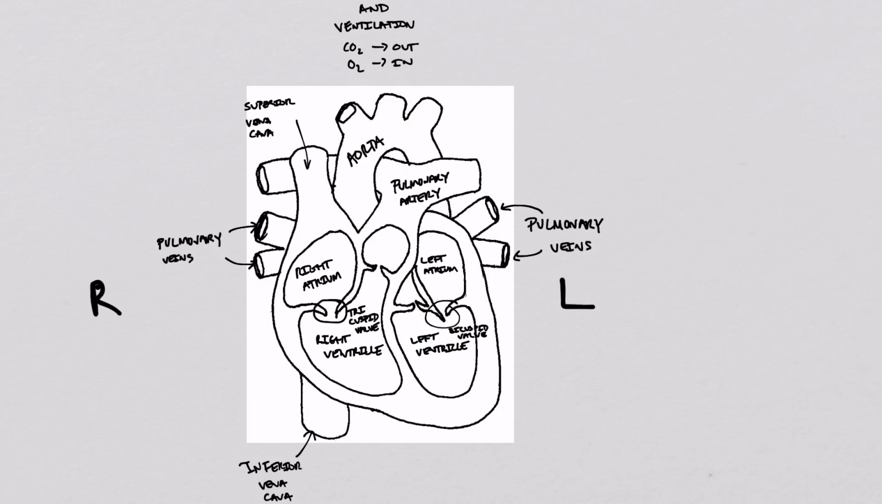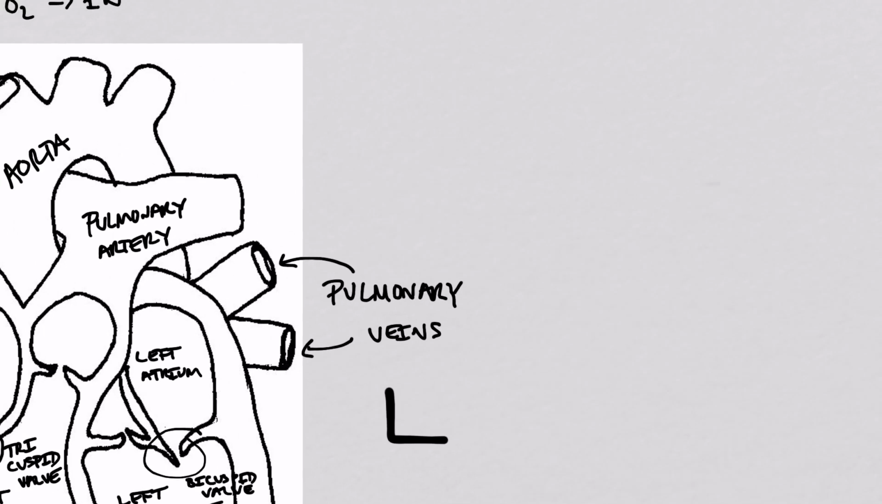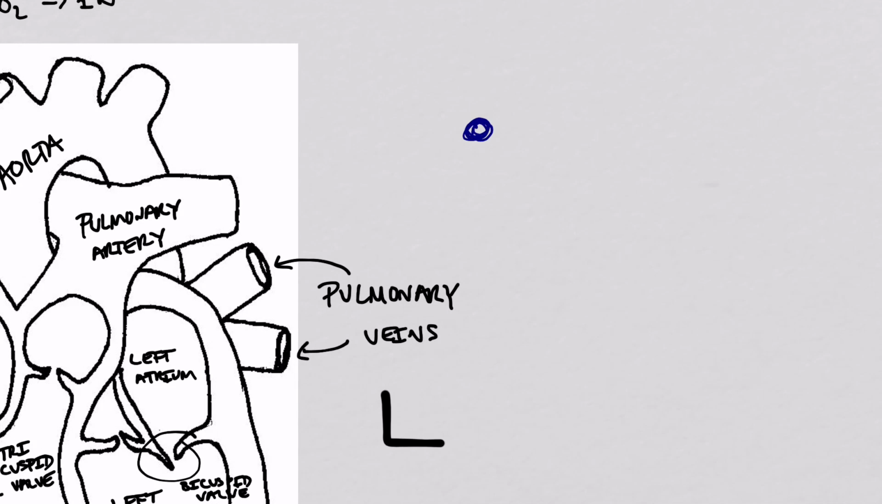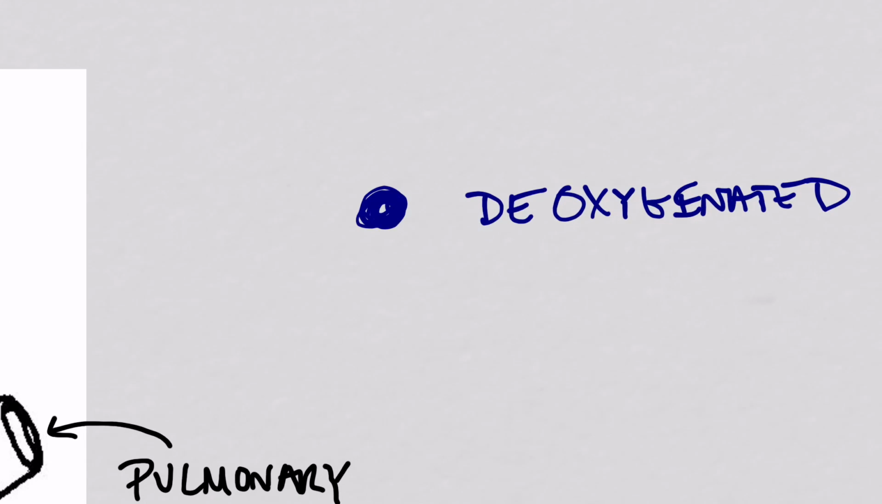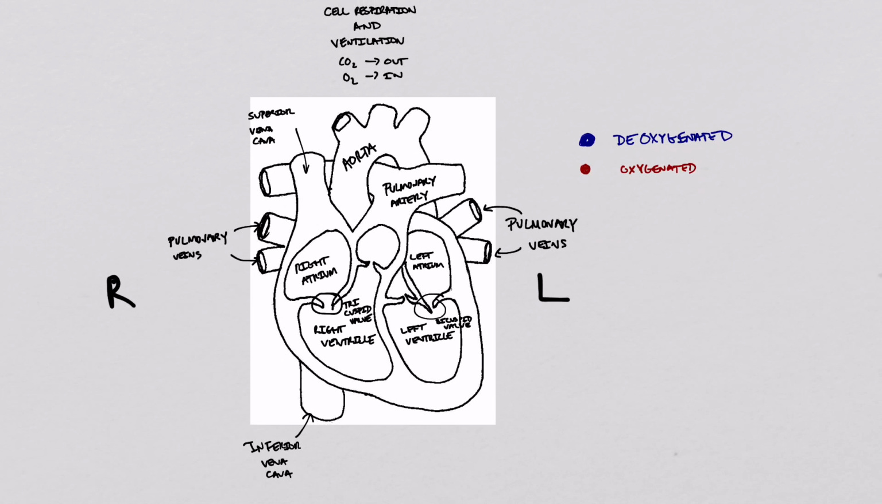And I'm going to use blue for deoxygenated blood. So this blue will be deoxygenated. And I'm going to use red for oxygenated blood. And I'm probably going to change my pencil thickness.